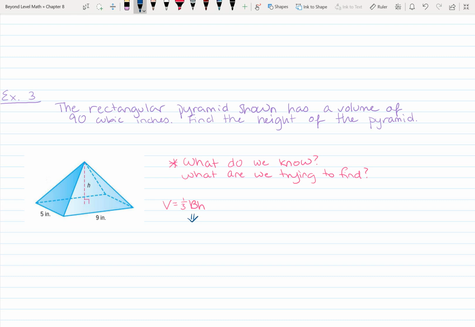So I'm going to break down my formula. Since it's a rectangle, the area of the base is length times width times height of the pyramid is 1/3. V equals 1/3, right? Length times width times height. Now, let's label what we know. We've got V, we've got length, width, and height. So the rectangular pyramid shown has a volume of 90. Okay, so we know volume, so I'm going to plug in here. And then it says find the height. So we also know height of the pyramid. We also know that the length is 9, width is 5, and we don't know the height, so I'm going to leave that one blank.